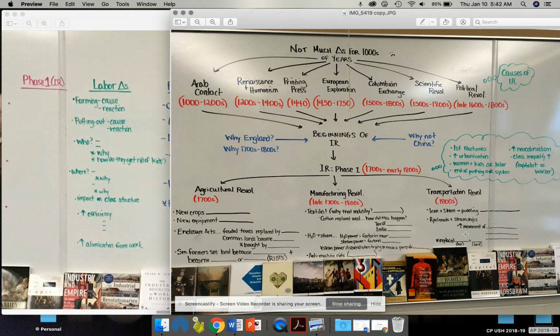So think about what this transportation revolution in the 1800s is going to do to the colonial process. Railroads and steamships are going to dramatically increase the speed with which you can move labor, raw materials, and finished products. So what impact might that have on colonization? It's going to ramp it up. It's going to increase it dramatically. So that is phase one of the Industrial Revolution.